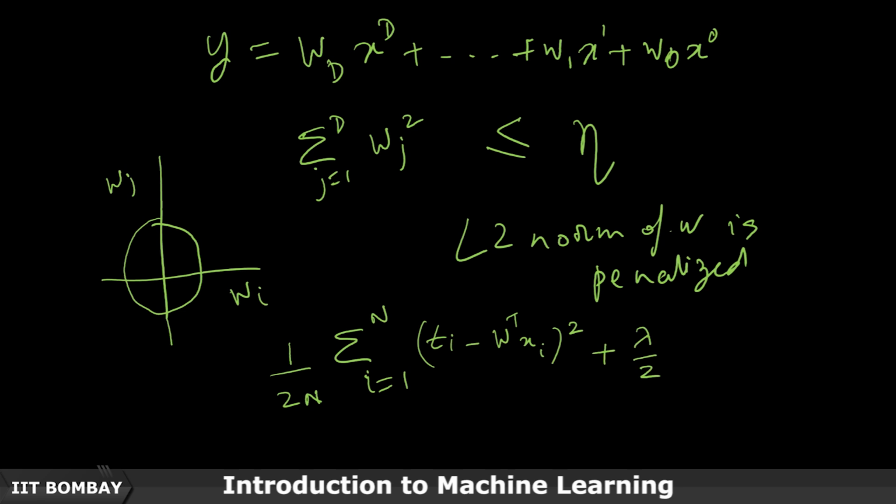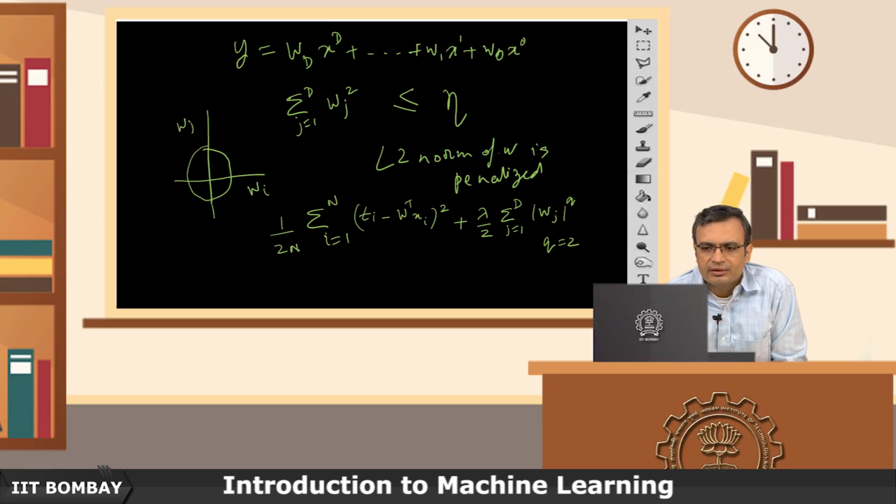this lambda is from the Lagrange multiplier, of another sum, j equal to 1 to d, of mod of w_j to the power q, where q is equal to 2. And I will come to why we have a general q, why we are not just leaving it as 2. For this particular example, we will have q equal to 2. So this is the L2 norm of w. So we are saying that the two things together should be minimized.